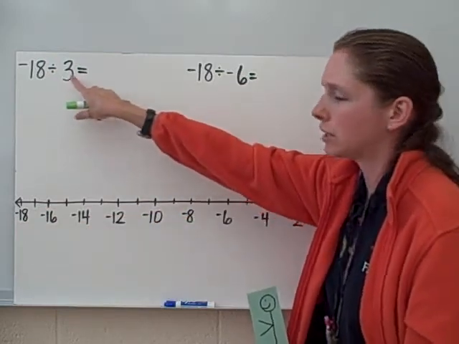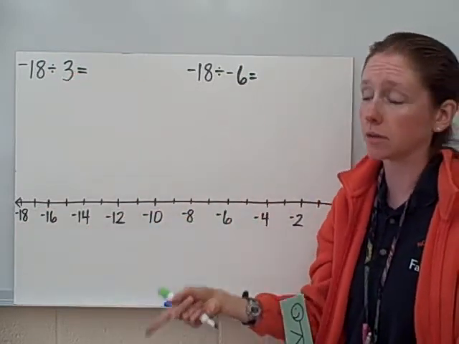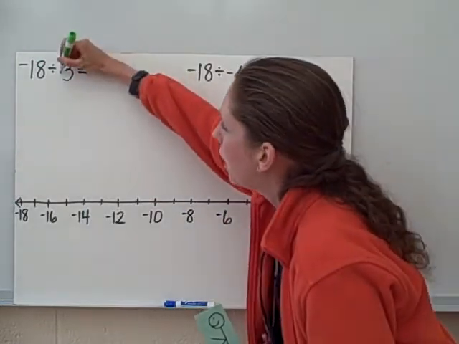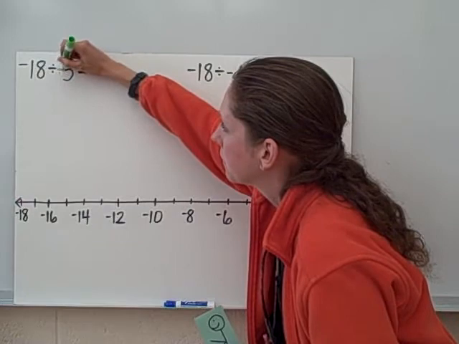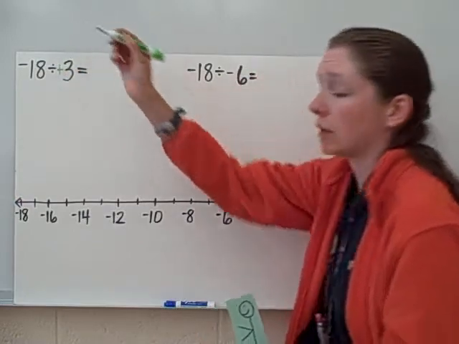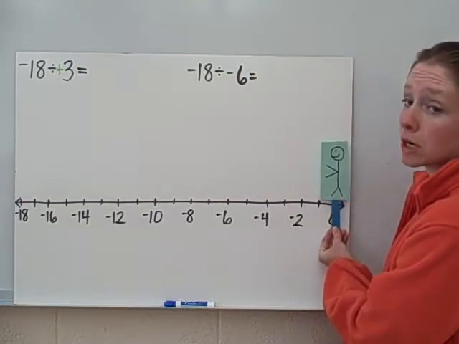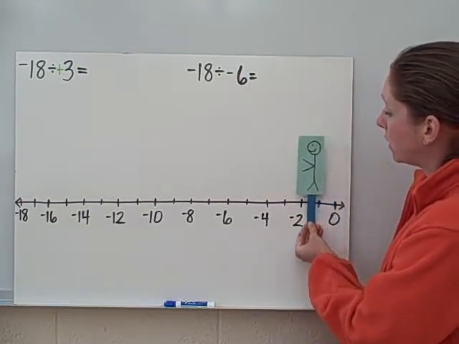Remember, this second number tells me the size of the steps and whether I walk forward or backward. Remember, this is a positive 3. So that tells me I'm going to be walking forward. So start off at 0. Our steps are going to be in 3s. So 1, 2, 3.